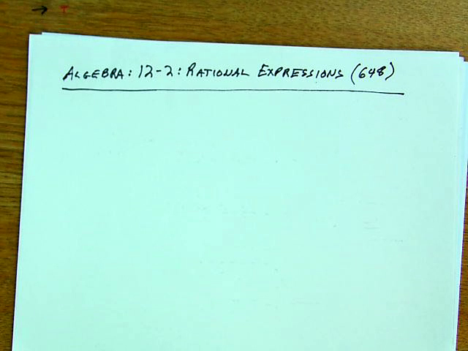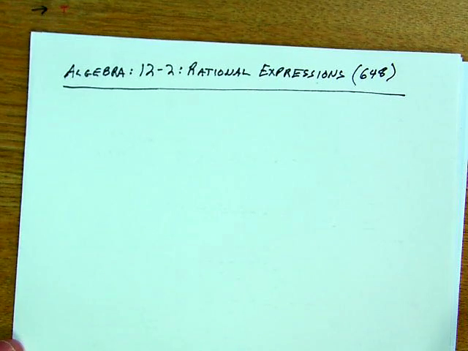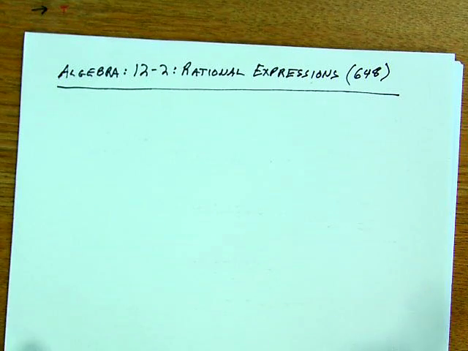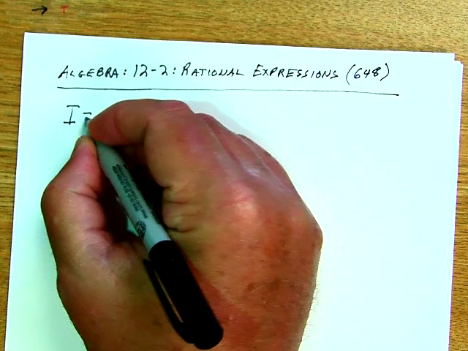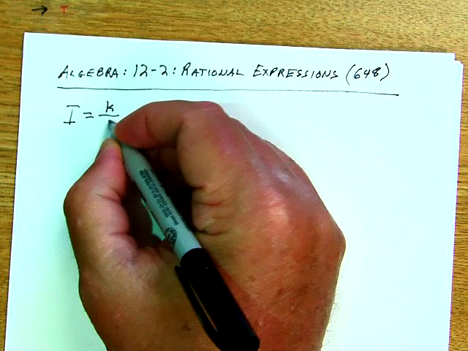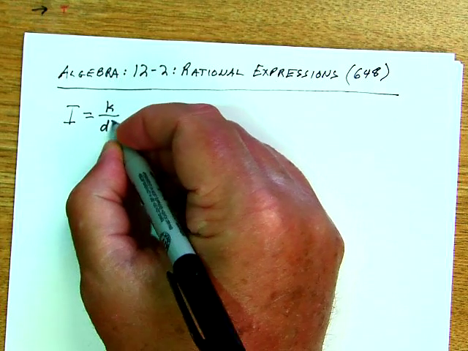All right, let's start lesson 12.2, rational expressions, page 648 in your book. First thing, let's take an example of a formula here. I equals k over d squared.